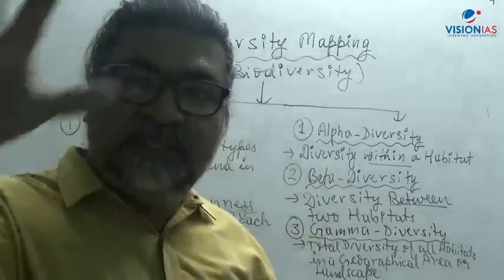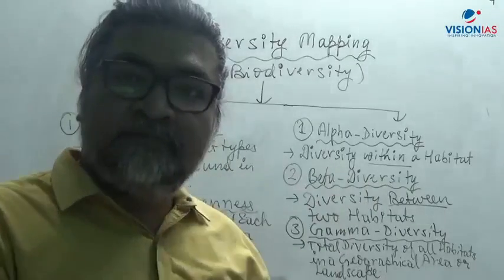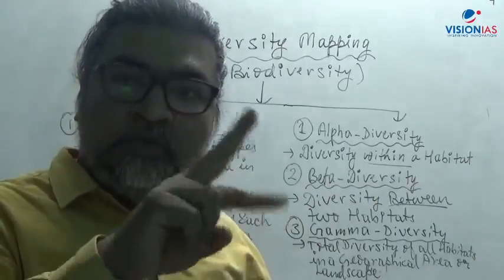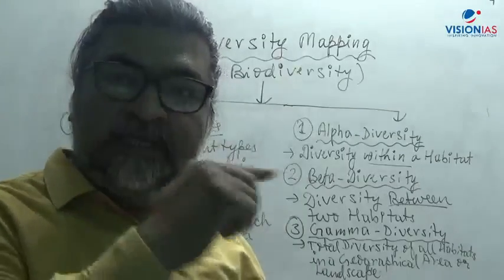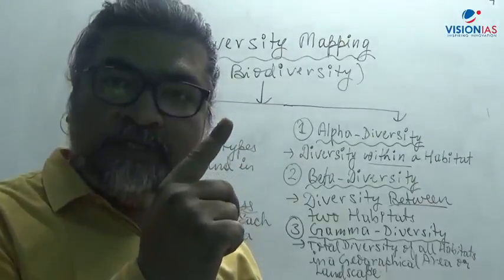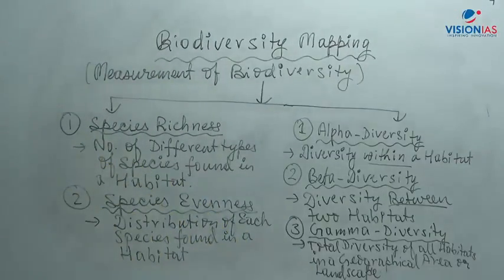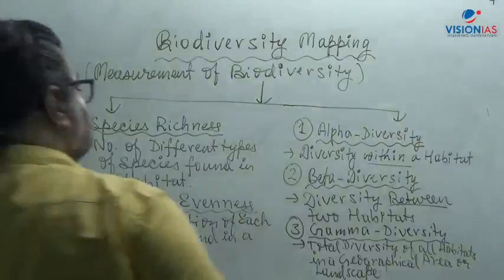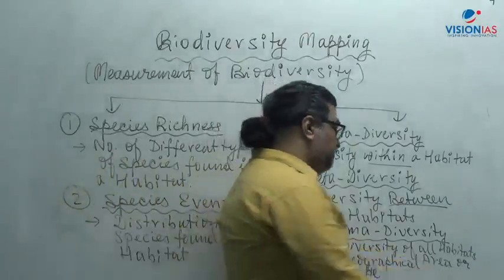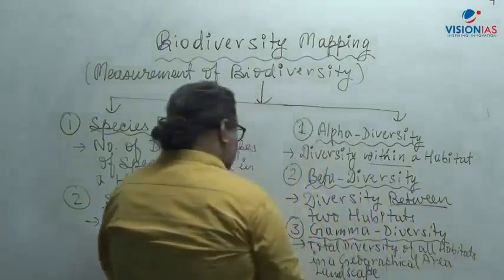And when you take a large area and divide it into habitats, each habitat is alpha, two habitats is beta, and you take all the habitats of the landscape or geographical area, that is gamma. Is it clear here? First you write the points. Or landscape, I have written "or". This is "or". If you are still having confusion, let me write here "or".